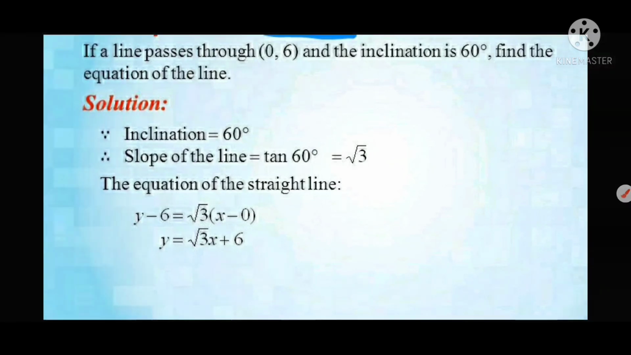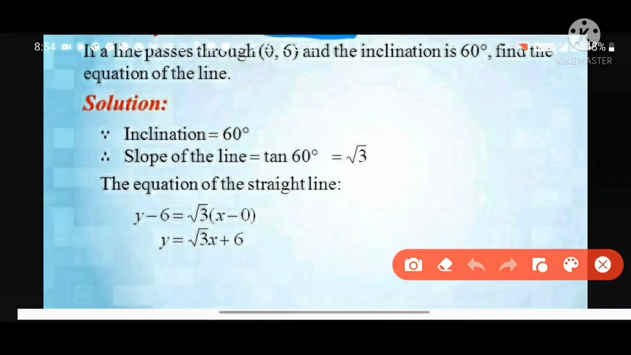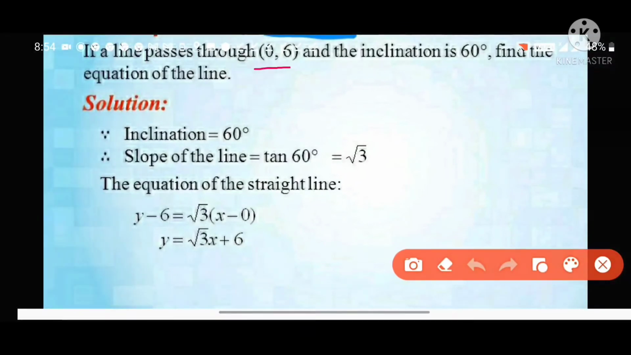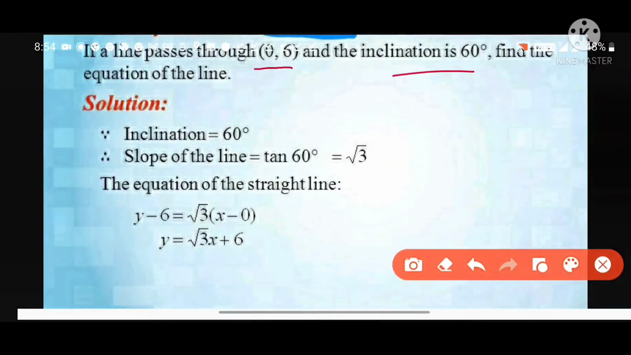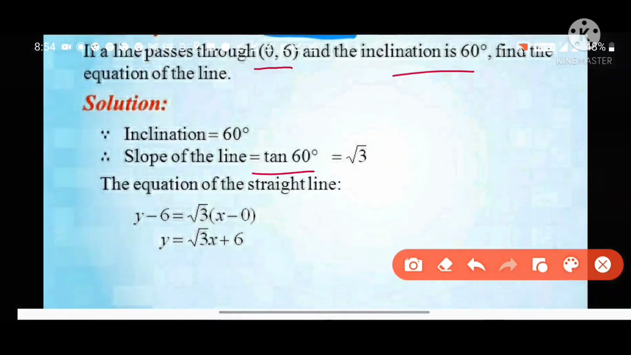If a line passes through point (0, 6) and the inclination is 60 degrees, find the equation of the line. This is also one point and slope form. Inclination is equal to 60 degrees. Now slope is equal to tan 60 degrees, which is equal to √3. Now slope is equal to √3 and one point is given.